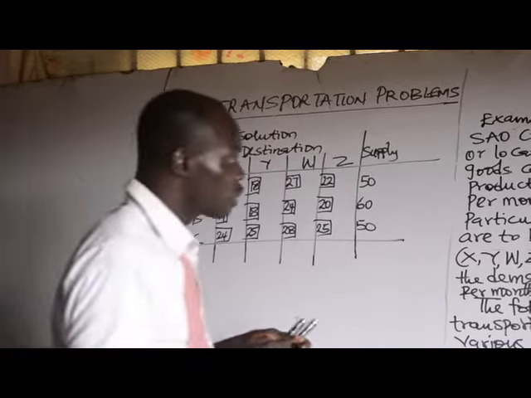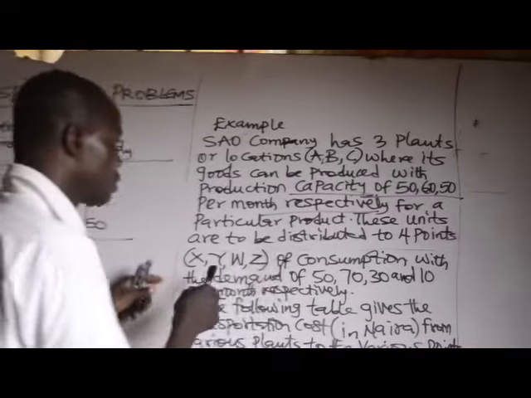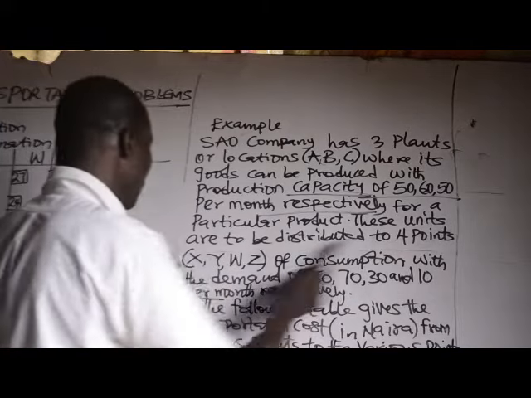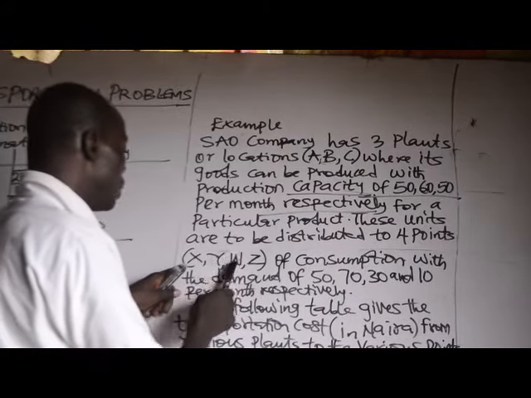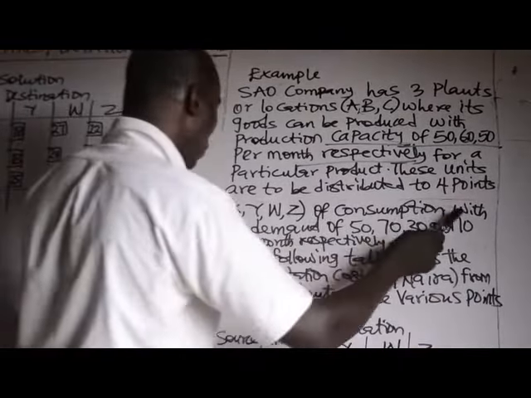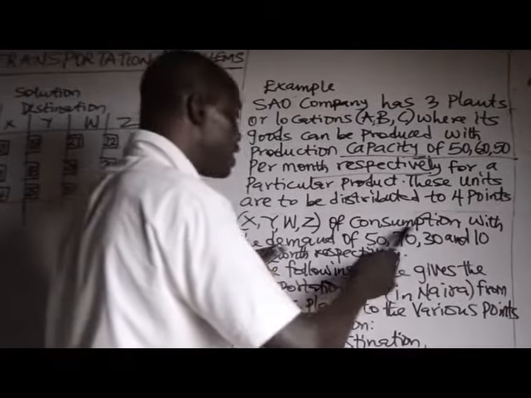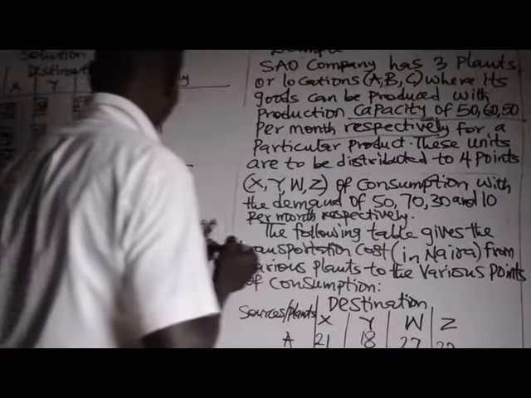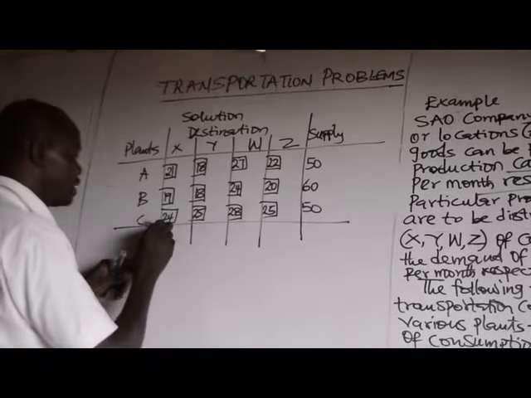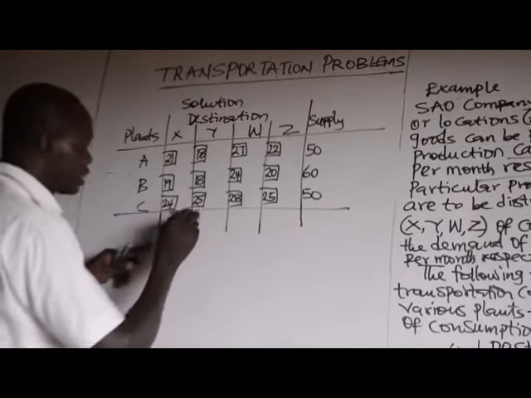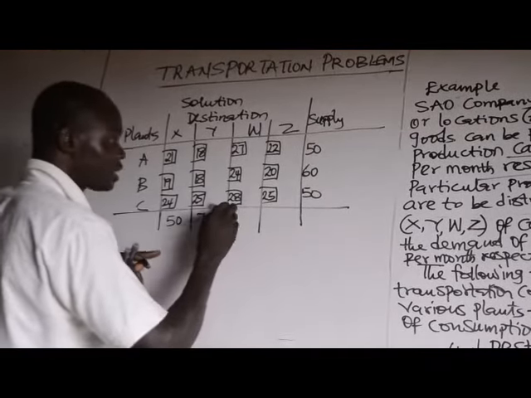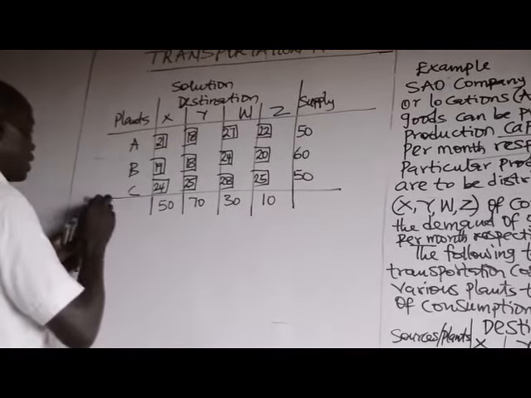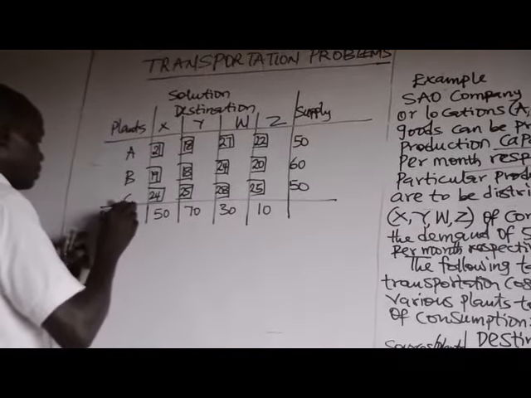Then, back to the question. These units are to be distributed to 4 points of consumption, X, Y, W, Z, with the demand of 50, 70, 30, and 10. That is for the demand.